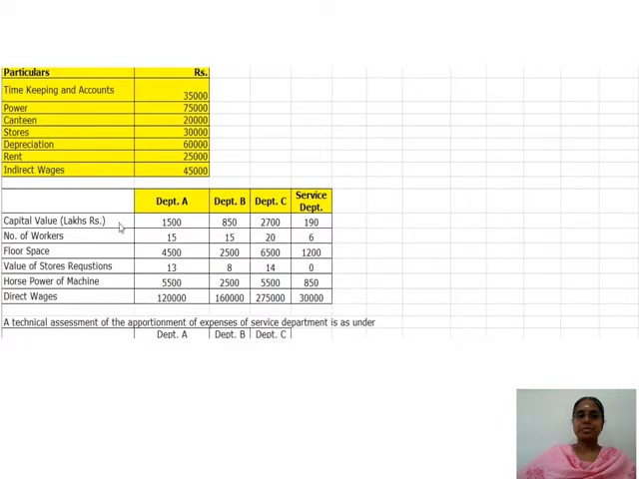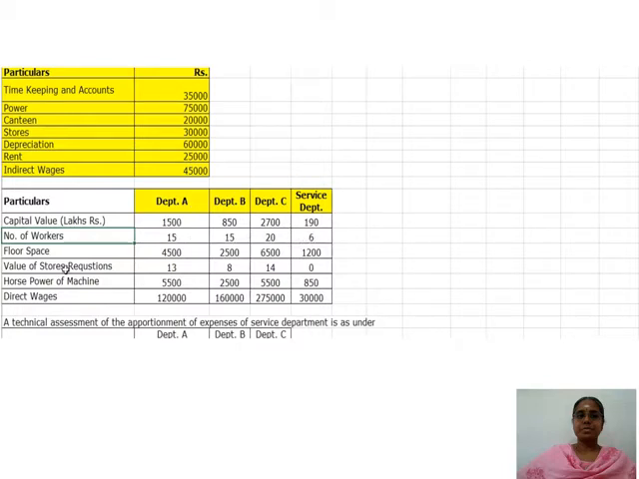We have the various other particulars given. So we have the other particulars that are given for the three production departments and one service department. We have four departments now, three production and one service department, commonly providing service for the three departments. So these are the particulars. We have the capital value. Capital value means the value of the plant and machinery that are available in Department A, Department B, and Department C and Service Department. The number of workers who are working in Department A, B, C, and Service Department is given.